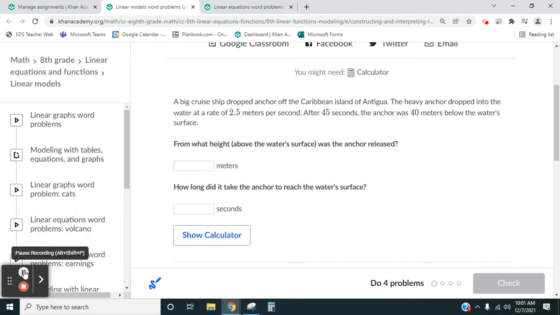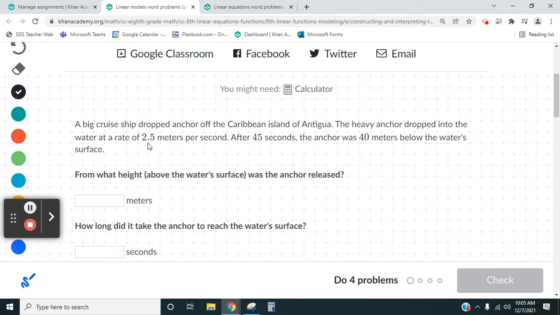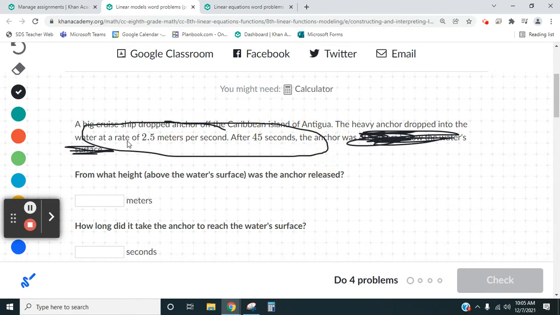Okay, see if you can come up with this answer right now. I'm going to pause this. Ready? All right, so first of all, I would say this. Instead of actually answering this question first, I'm going to erase something from the question. Tell me what these two things here, the 2.5 meters per second and 45 seconds, alone can tell you. It can tell us how far the anchor has moved in total.